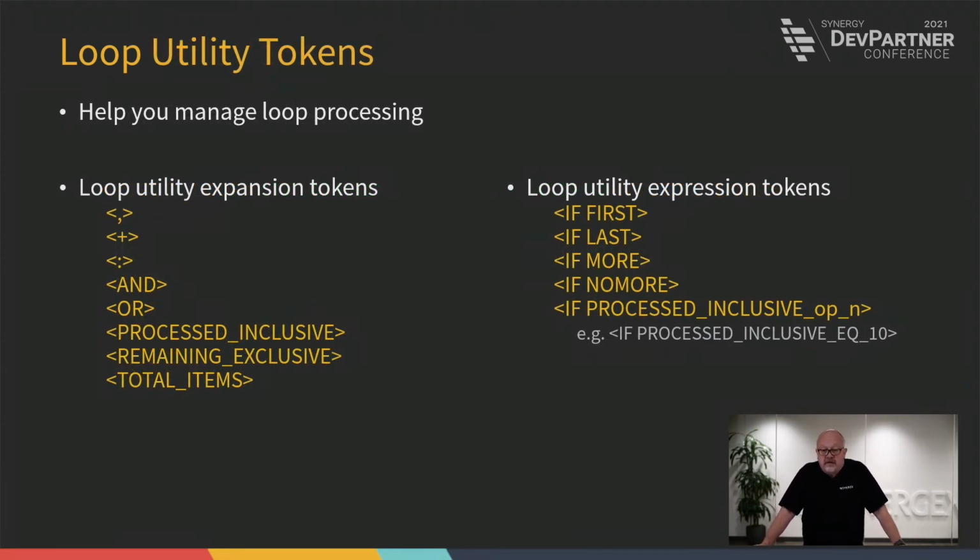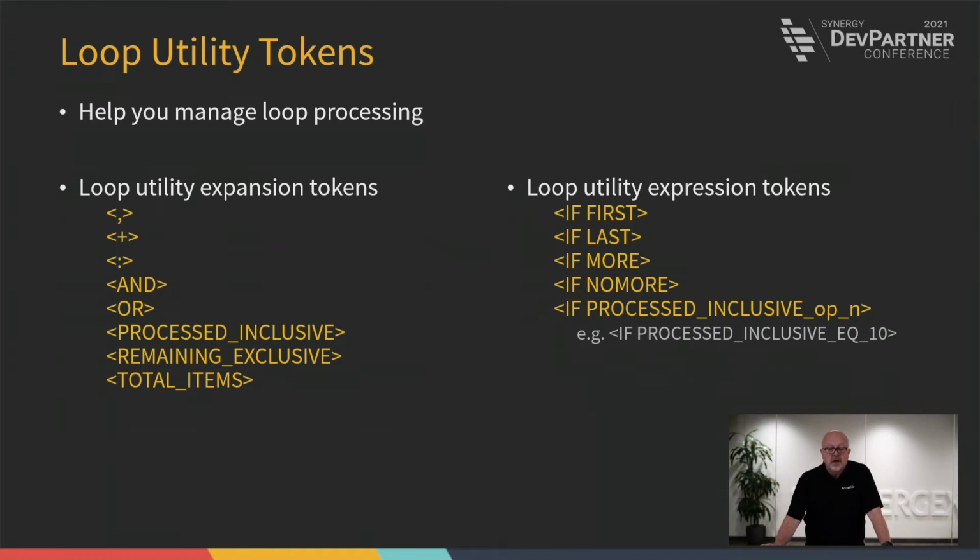Whenever you're dealing with loops, it's also very useful to have what we call loop utility tokens. A loop utility token basically injects some information. There are both expansion tokens and expression tokens, so you can either insert or test basically the status of the loop. So for example, these top 5 actually insert, and basically what these do is they say insert a comma if there are more items to be processed. Insert a plus if there are more. Insert a semicolon if there are more. Or the word and, or the word or, if there are more items to be processed. If it's the last item, nothing is inserted.